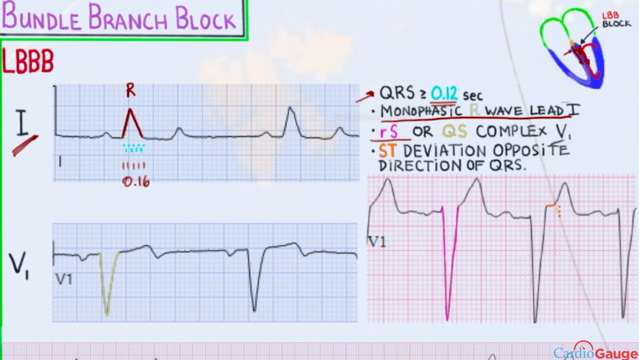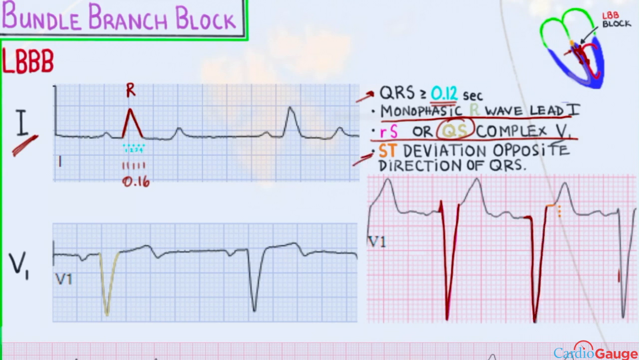And then in lead V1, you have an RS or QS complex. RS means there's a little R like that, and then there's a big S wave. If it were a QS complex, that would mean there was no R wave. So just imagine that that little R wave isn't there, and it goes straight down. That would be a QS.